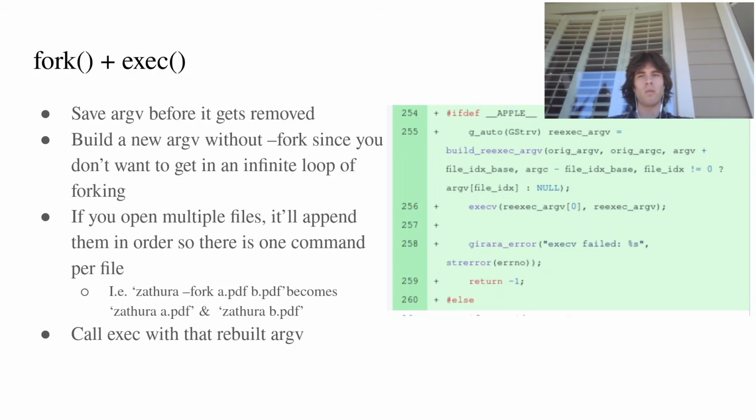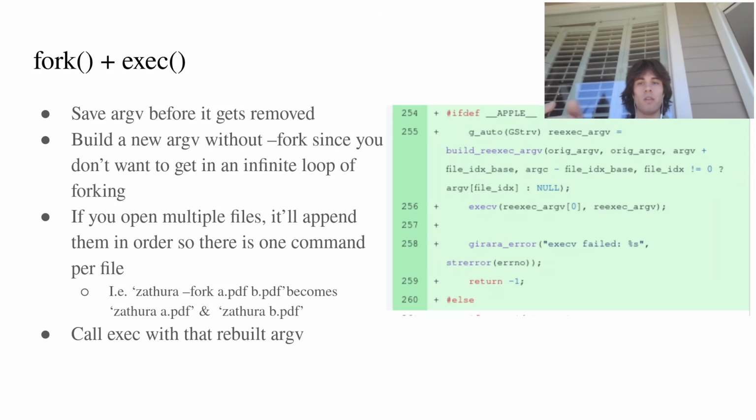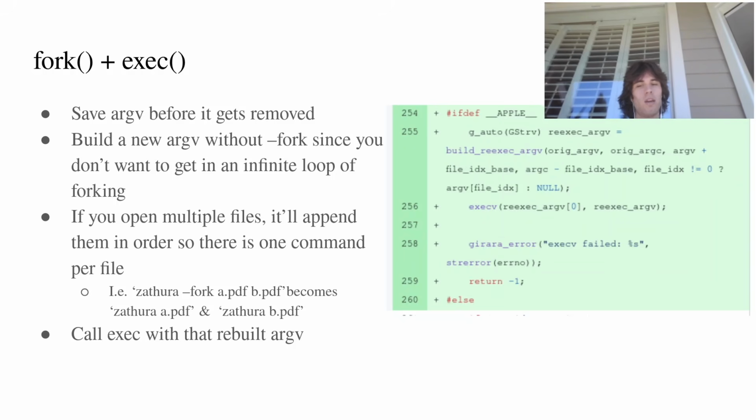So how did I implement that in my solution? Basically it was simple. I wanted to save the argv before it got removed, because Zathura will mutate and remove it. The argv is zathura --fork and then your PDF. Then I build the new argv without --fork, since you don't want to get into an infinite loop of the process forking itself over and over again. If you open multiple files, it'll append them in order, so there's just one command per file. For example, if you had zathura --fork a.pdf and b.pdf, it'll become two separate commands, zathura a.pdf and then zathura b.pdf, and then you call exec with that rebuilt argv, as you can see here.